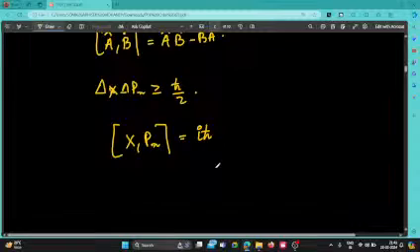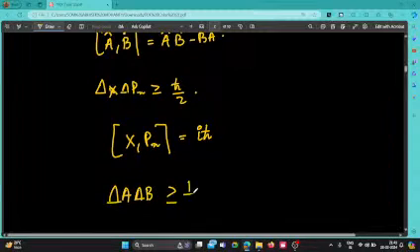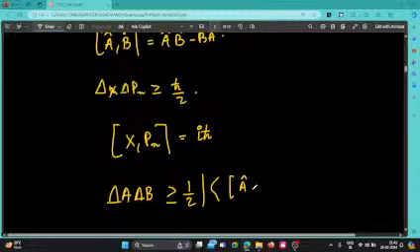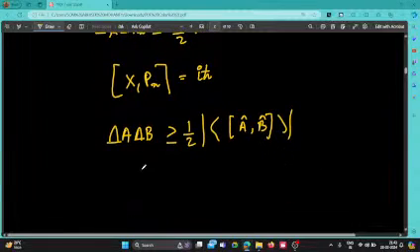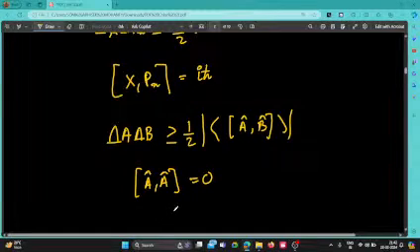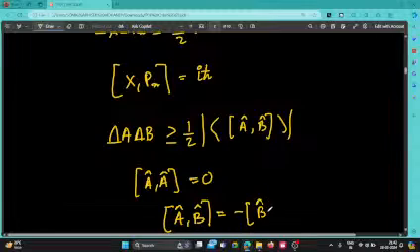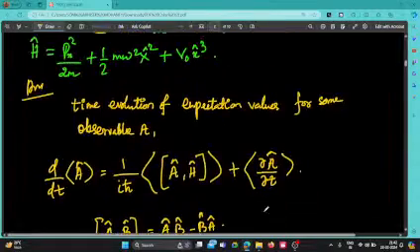So this is because why? Because the uncertainties of measurement and commutation relations are connected by del A into del B is greater than or equal to half mod average value of the commutator of A and B. It's very important. No single operator has a non-zero commutator with itself. It should be 0. So we know that the commutator of A with A is always 0. And we can also say that the commutator of A and B is equal to minus the commutator of B and A, right?